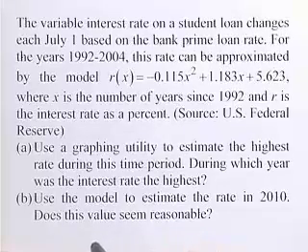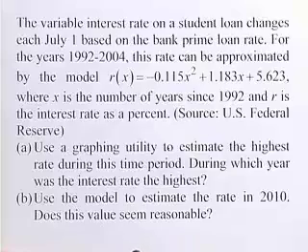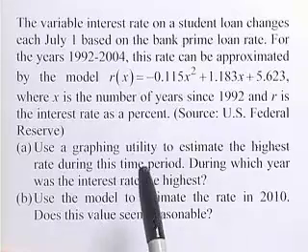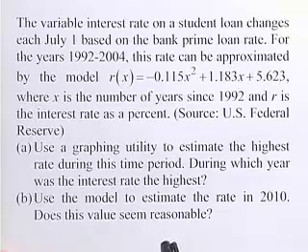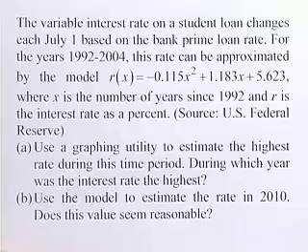For the years 1992 to 2004, this rate can be approximated by the model r of x equals negative 0.115x squared plus 1.183x plus 5.623. Here x is the number of years since 1992 and r is the interest rate as a percent. For this problem we have two parts.